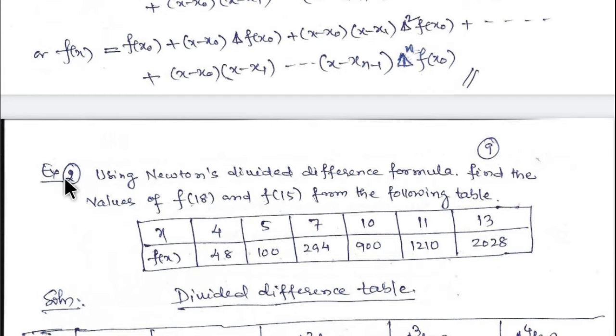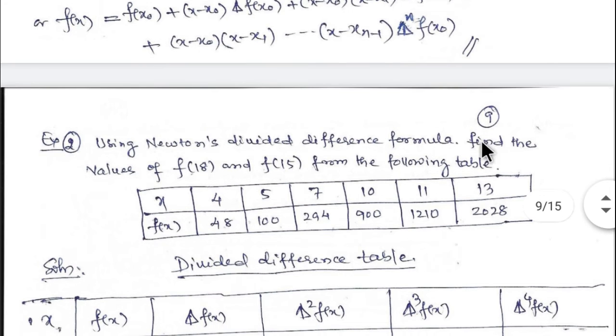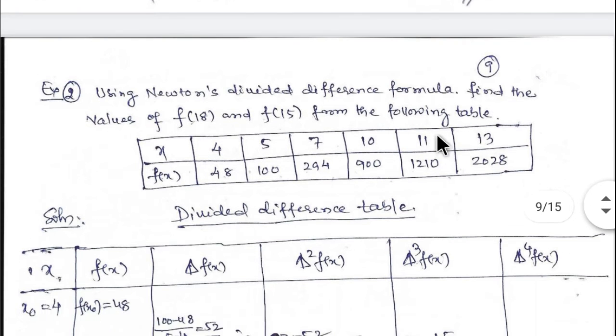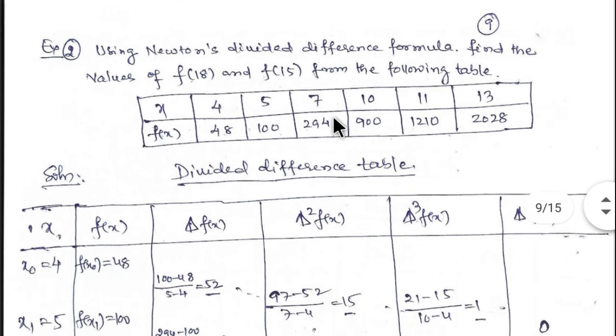Example 2, already model example 1 I have given. Sometimes they may ask like this: using Newton's divided difference formula, find the values of f of 18 and f of 15 from the following table. Some table values are given here, x values and f(x) values. Then using this you can construct the divided difference table.